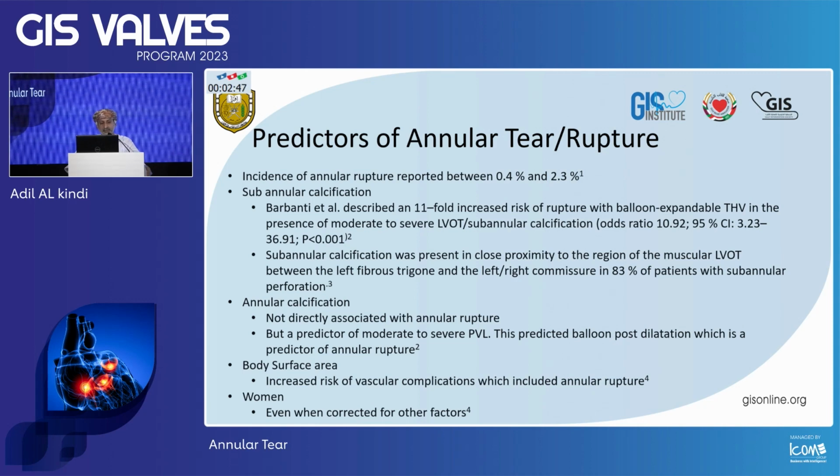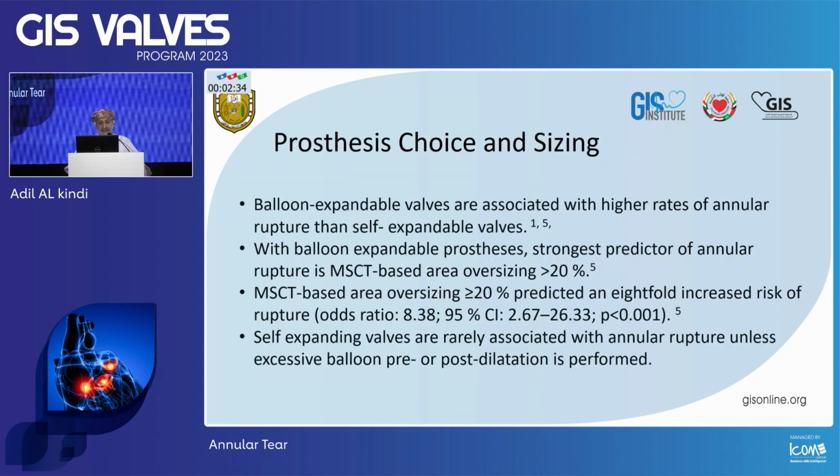Small patients are high risk for annular rupture, as indicated in some studies, and women, even after correction of other factors, are at risk of annular rupture. Prosthesis choice is also a factor. Balloon expandable valves are associated with higher rates of annular rupture than self-expanding valves. Balloon expandable valves are also high risk with oversizing over 20%.